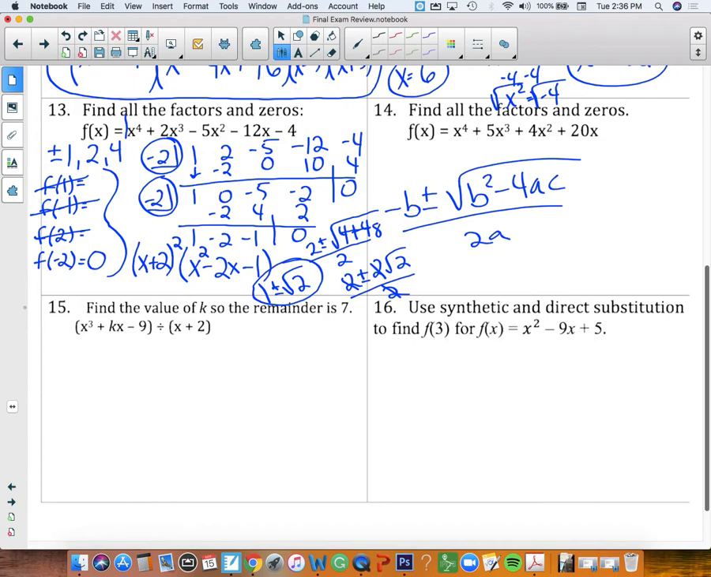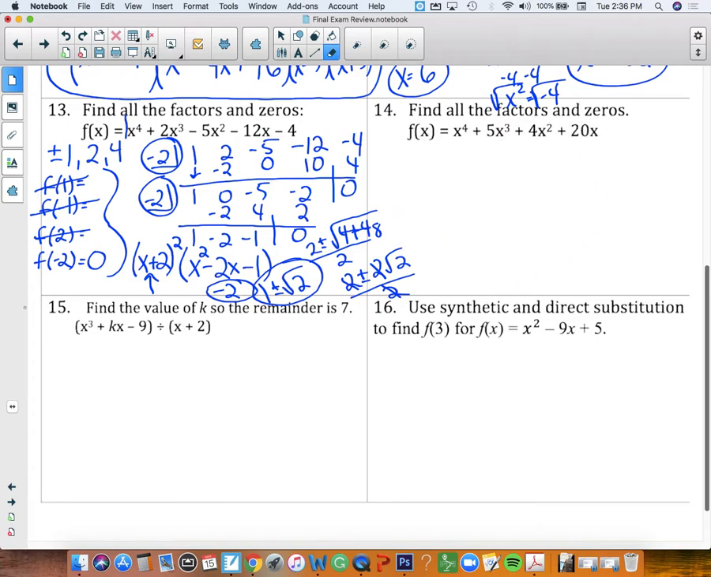And then we can't forget about this one. That gives us a negative 2 as a 0. And technically the negative 2 is twice, so that's where the 4 answers come from. Okay? So that is how we do that one. I'm going to get rid of the quadratic formula. I need to do the other one. So let's try the second one here.